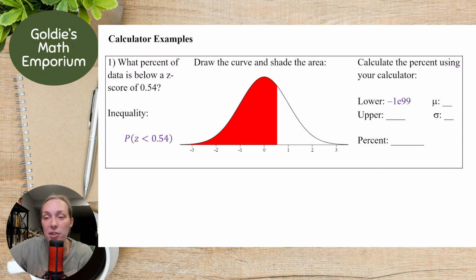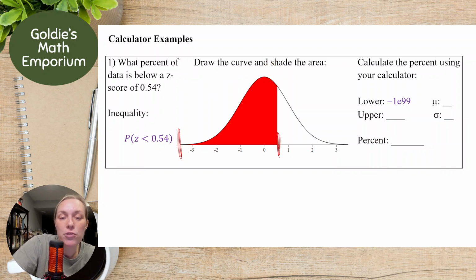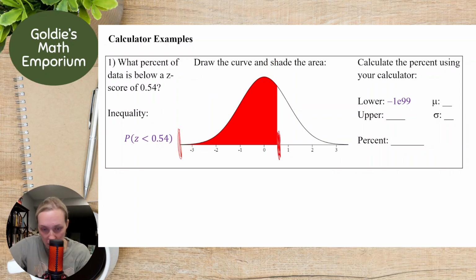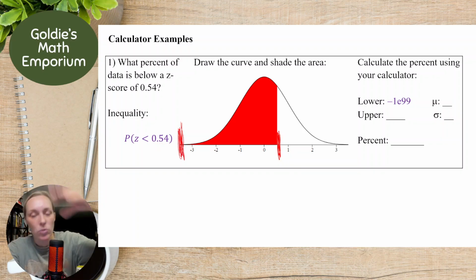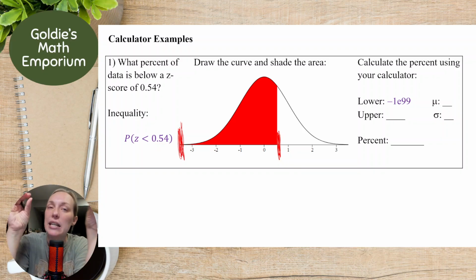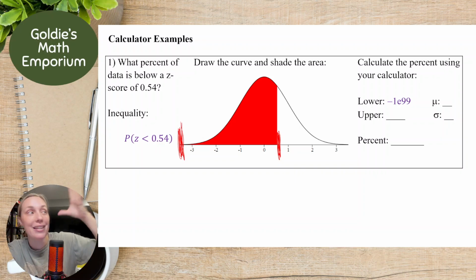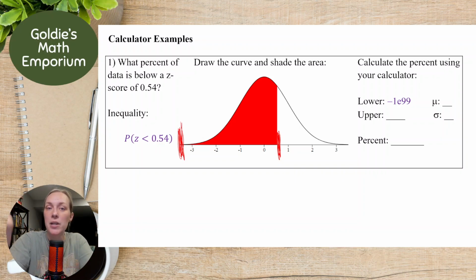So on our calculator, my lower boundary is here, and my upper boundary is going to be this 0.54. In theory, the lower boundary is right there, but the curve goes on forever, so that's going to be negative infinity. So I'm going to put negative infinity in my calculator. Again, this is normal CDF.